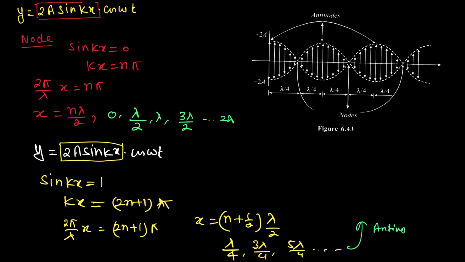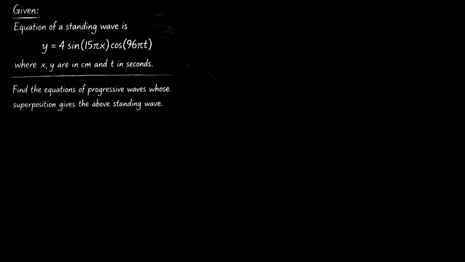So antinodes are the points where amplitude is maximum. For example, these are the antinodes, these are the antinodes, and nodes are the points where amplitude is minimum. So this is a node, this one will be a node, this one will be a node. So this is how we find the position of node and antinode. Right, let's move ahead and solve one question based on that.